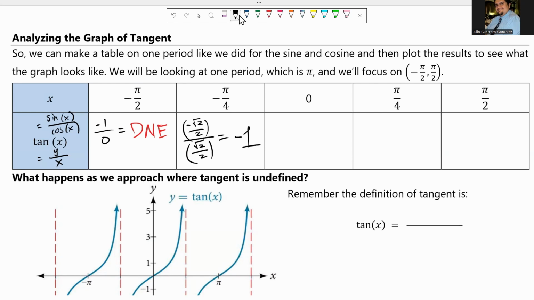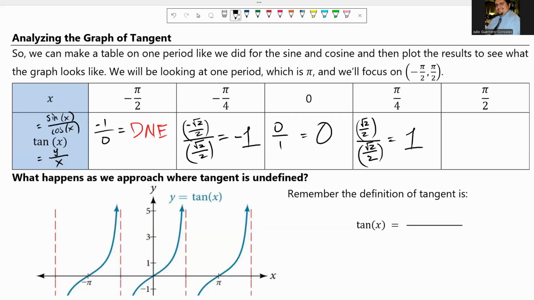At 0, that is going to be 0 divided by 1. 0. Great. Thank goodness, right? Okay. Next one, pi over 4. So we're going to look at the 45-degree angle, right? And we're going to look at those two values. So it's going to be root 2 over 2 on top, divided by root 2 over 2 on the bottom. Okay? That is equal to 1.